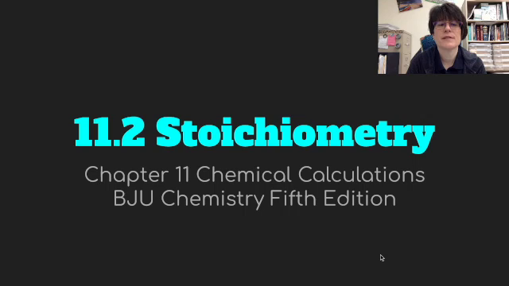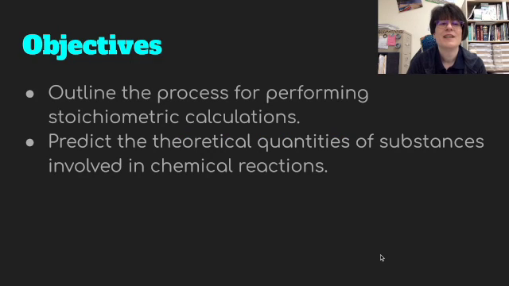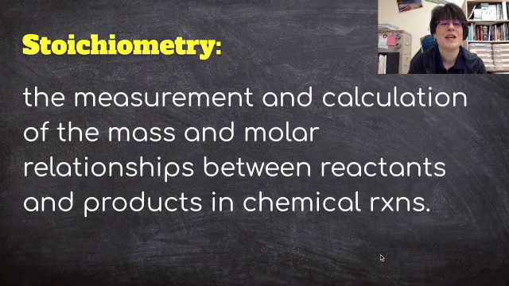Today we're going to talk about Section 11.2 on stoichiometry. Say that with me, stoichiometry. So our objectives today will be to outline the process for performing stoichiometric calculations and to predict the theoretical quantities of substances involved in chemical reactions. So stoichiometry is the measurement and calculation of the mass and molar relationships between reactants and products in chemical reactions.